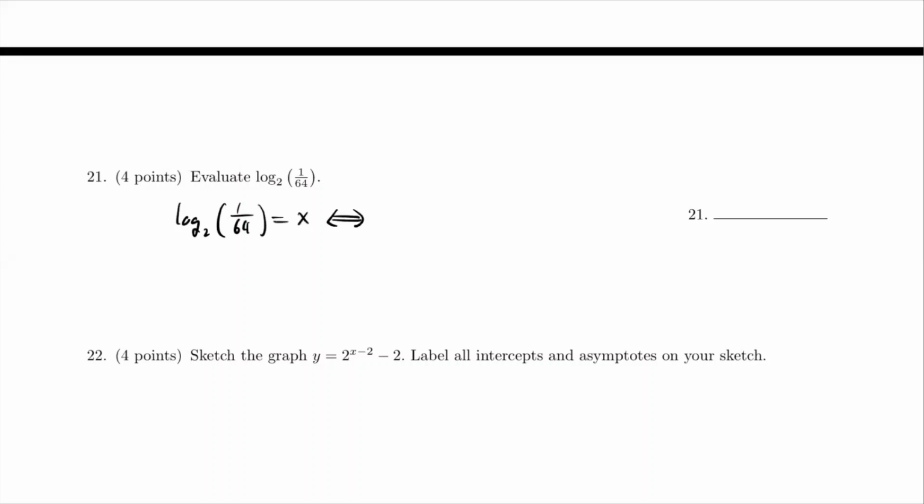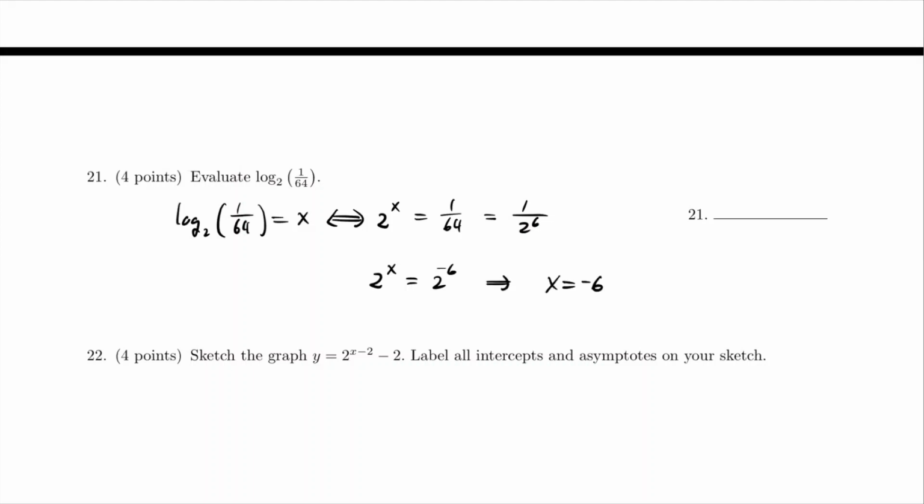Then this is equivalent to 2 to the x is equal to 1 over 64. Now 64 can be written as a power of 2. So this is really 1 over 2 to the 6th power. And then I can bring that to the numerator. So we really have 2 to the x equals 2 to the negative 6. And now the only way this equation holds is if the exponents are equal.